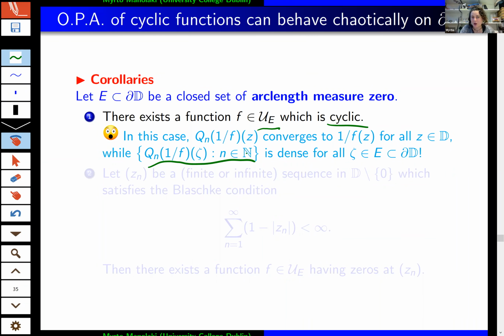And moreover, what we can say is that if Zn is a Blaschke sequence, so if you have Zn accumulating to the boundary with a specific rate, and this specific rate depends on this Blaschke condition, then I can find a function which has universal optimal approximants and having zeros exactly at these points, Zn.